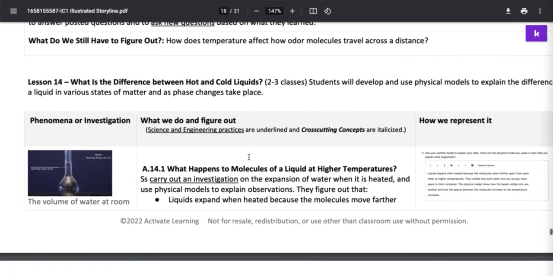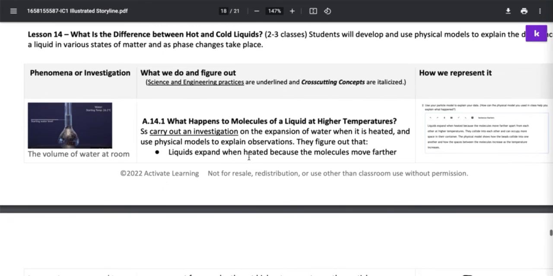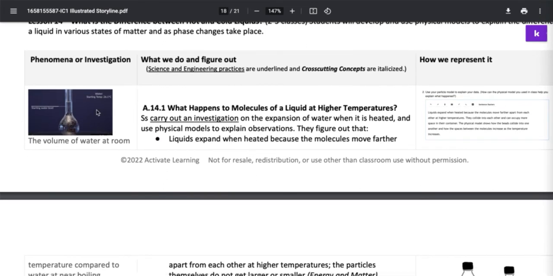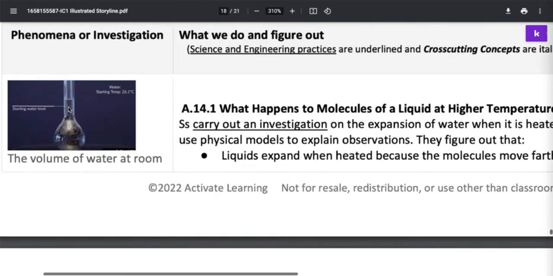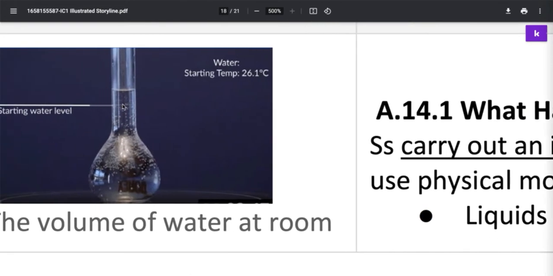All right. And then one of the last activities is taking one of these flasks, and I'm blanking on the name, volumetric flask. It has a line here for the exact volume. You put the water up at that line. That's the starting water level at a certain temperature. You boil it, and you'll see the water expand.